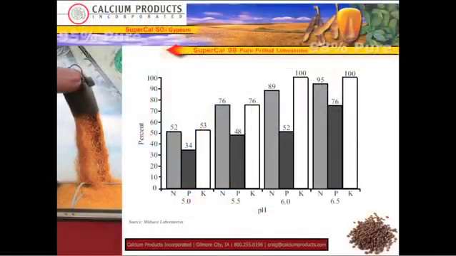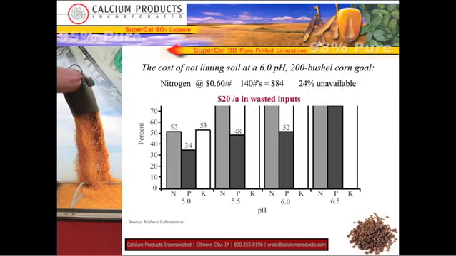The other big effect pH has is on nutrient availability. At a 6.0 pH, 25% of your phosphorus is unavailable to your plants. You can put out your fertilizer, but the plant can't access it. With nitrogen, you can be losing up to 11%. Throw some numbers at that.